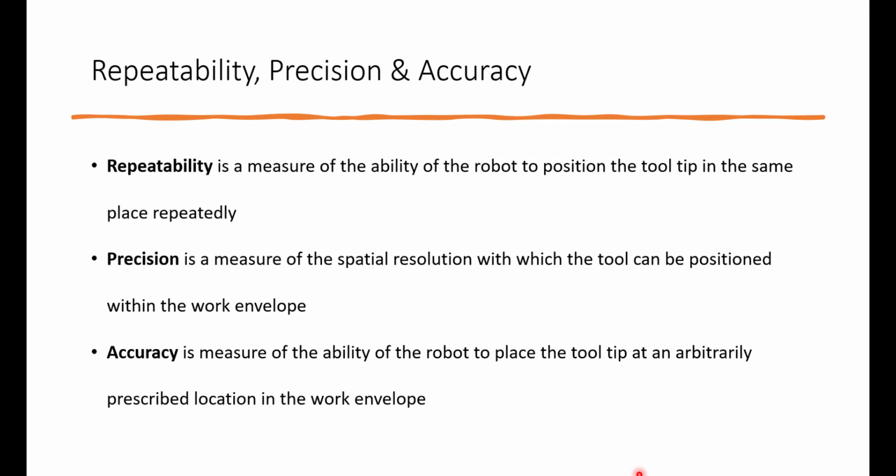The next specification about a robot is repeatability, precision and accuracy. Repeatability is a measure of the ability of the robot to position the tool tip in the same place repeatedly. On account of such things as backlash in gears and flexibility in the links, there will always be some repeatability error. Precision is a measure of the spatial resolution with which the tool can be positioned within the work envelope, whereas accuracy is a measure of the ability of the robot to place the tool tip at an arbitrarily prescribed location in the work envelope.